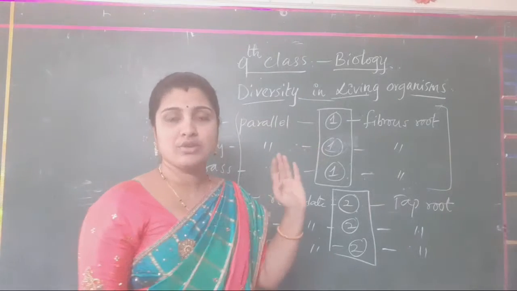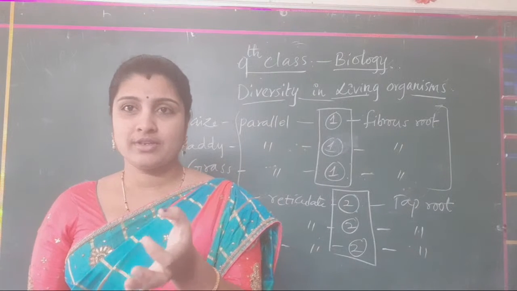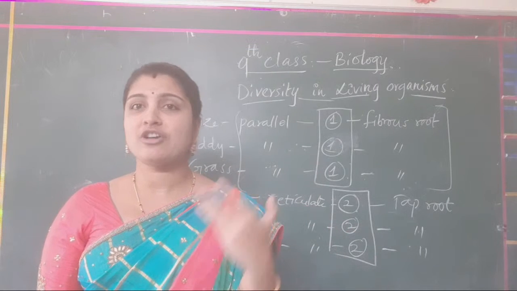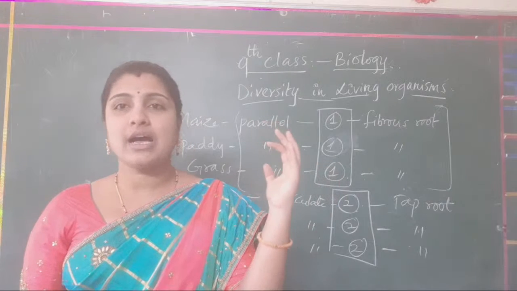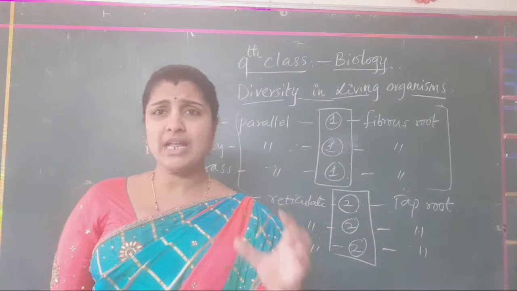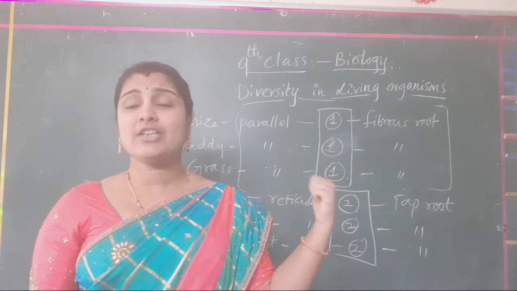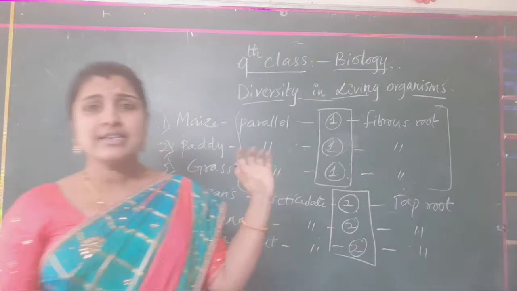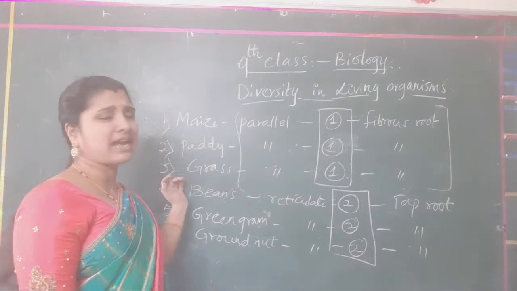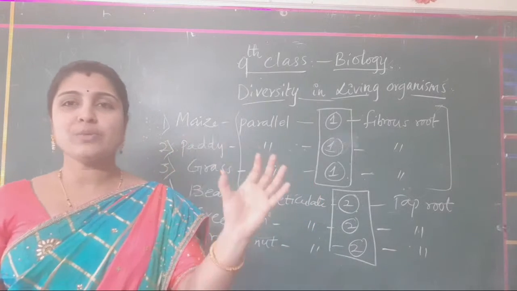So we can understand how beautifully the grouping of organisms has been designed by the biologists, zoologists or botanists. Scientists have grouped the living organisms, especially we are discussing here about plants, no? Based on similar characteristics, they have grouped the plants. So instead of saying maize, paddy, grass, they have just said monocots. Group into monocots.